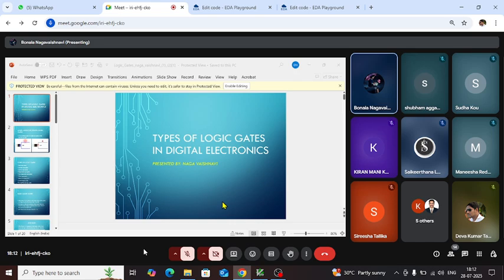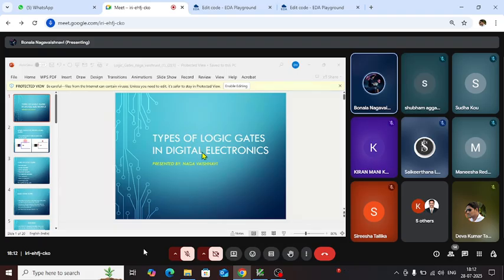Next, we are going to the universal gates. Universal gates means we have two universal gates. Those are NAND and NOR. First, I have taken the NAND gate. NAND gate means we know AND gate, OR gate, NOT gate. Just we add a NOT gate with the AND gate. That is the NAND gate.